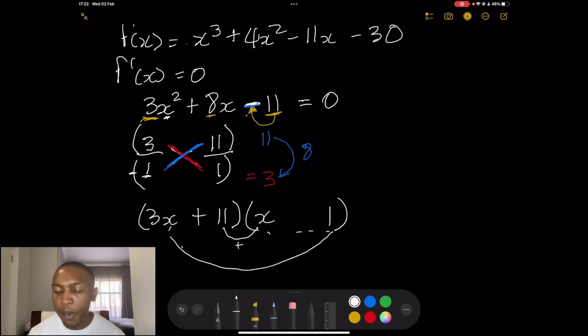So I'm going to put the plus here. So it means that the other one must be negative. And this is equal to 0. Right. Now let's go on to the next one.